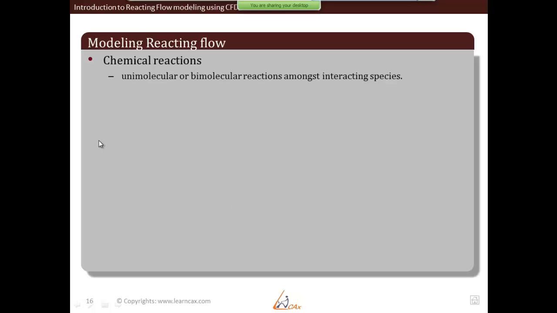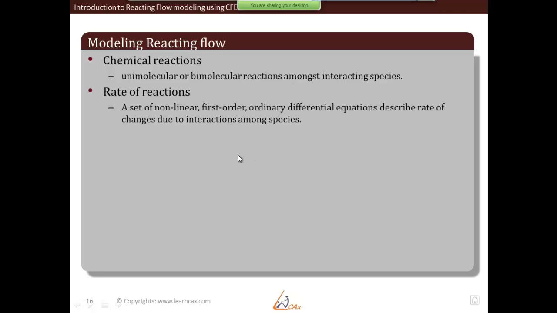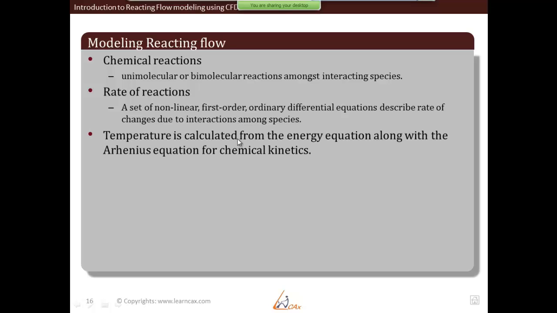Chemical reactions, which can be unimolecular or bimolecular, take place as a mixture of species, and we define them by solving the rate of reactions. So there has to be a mechanism to cater for the rate of reactions also, and that has to be incorporated as an ordinary differential equation, which is coupled together with the conservation equations that we are solving.